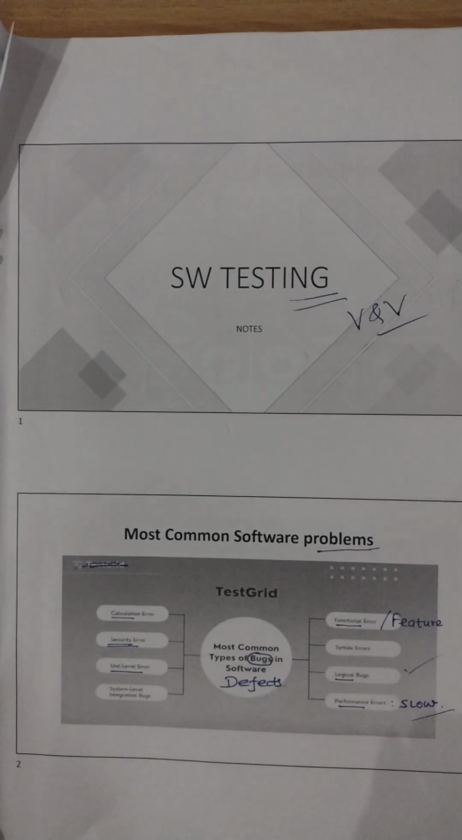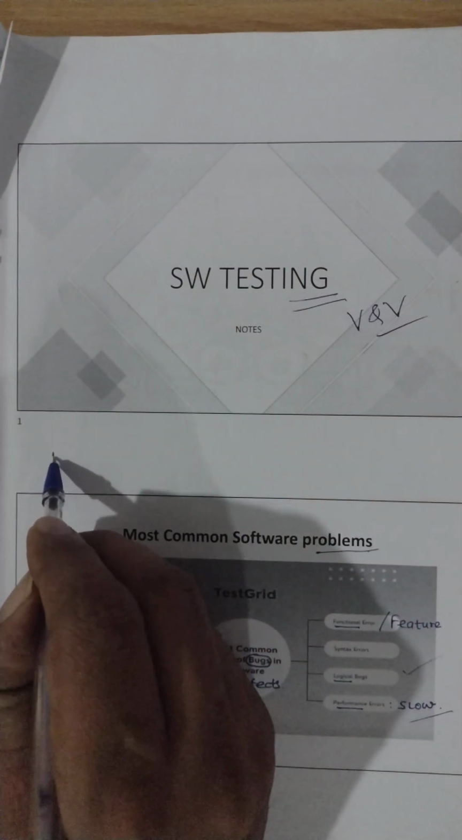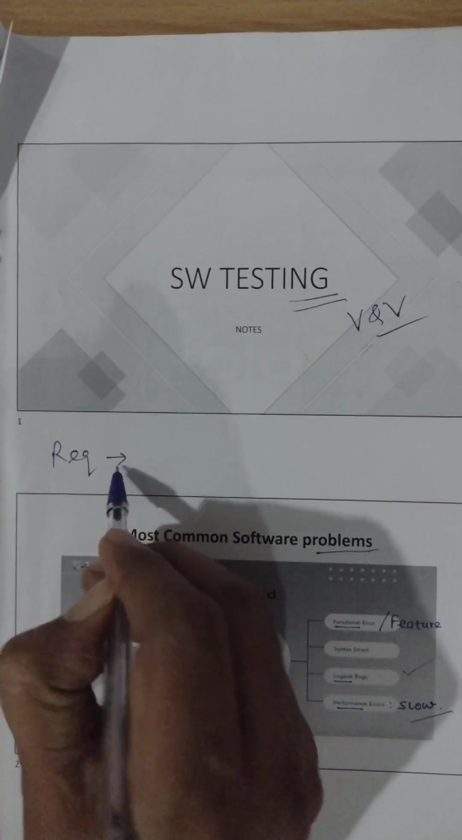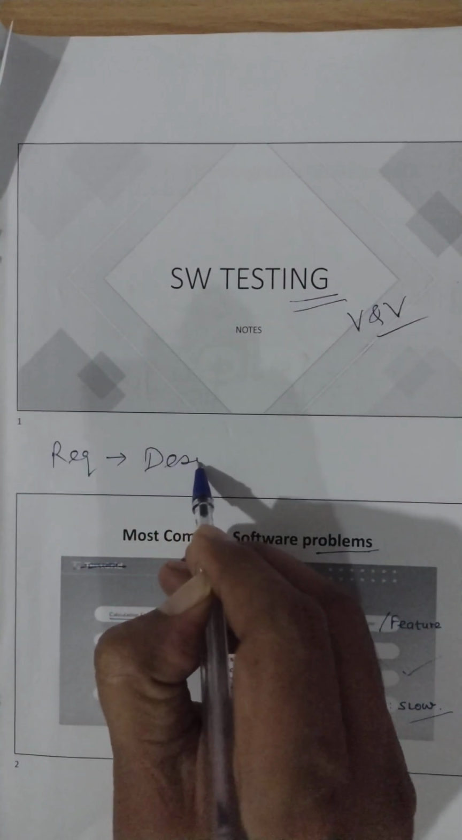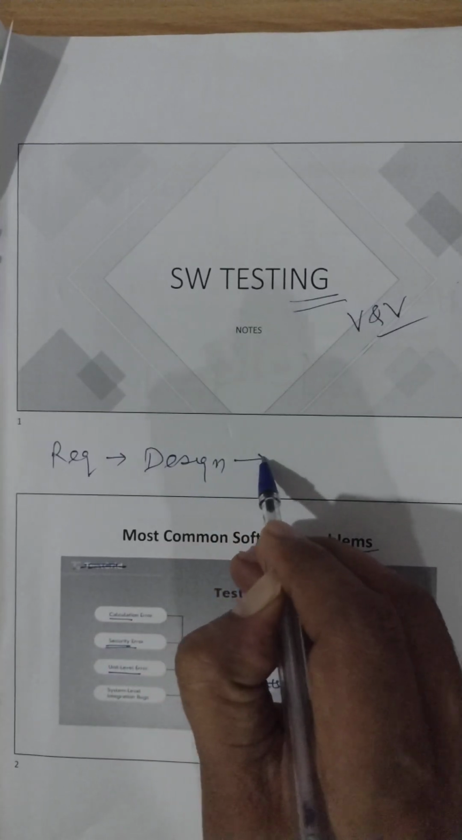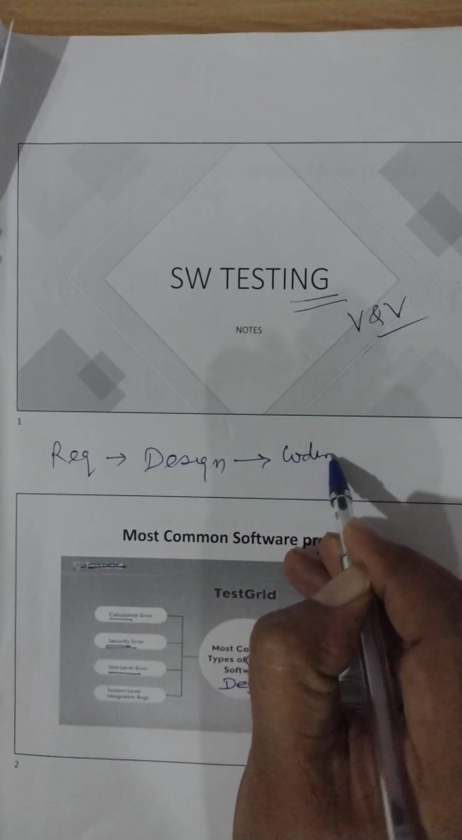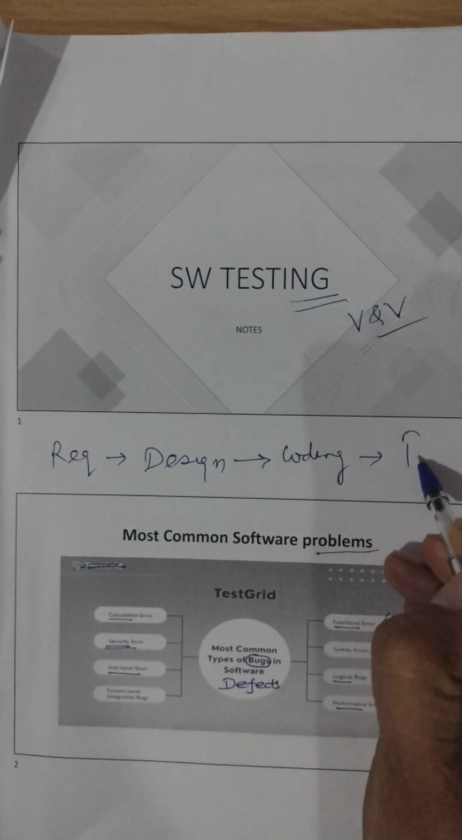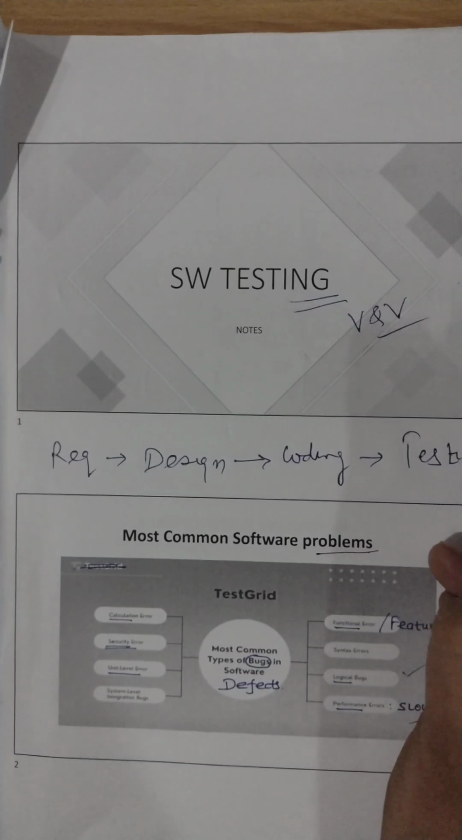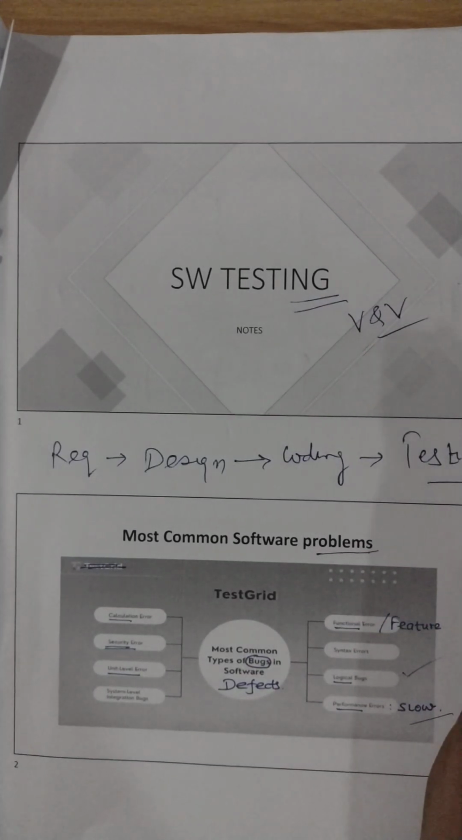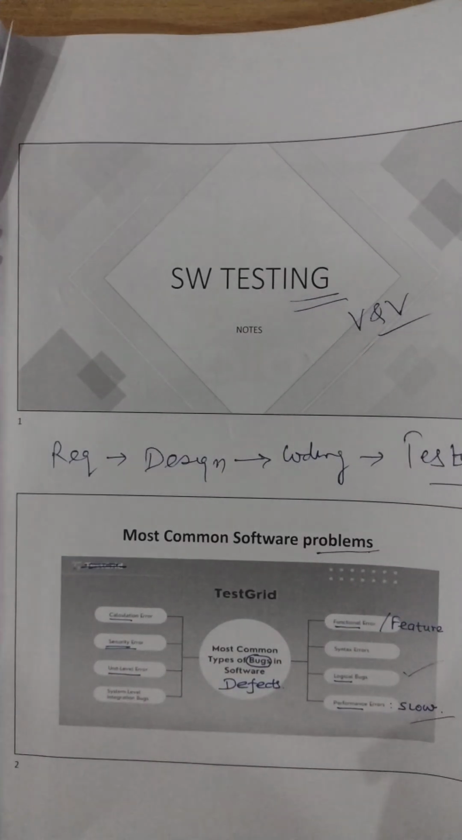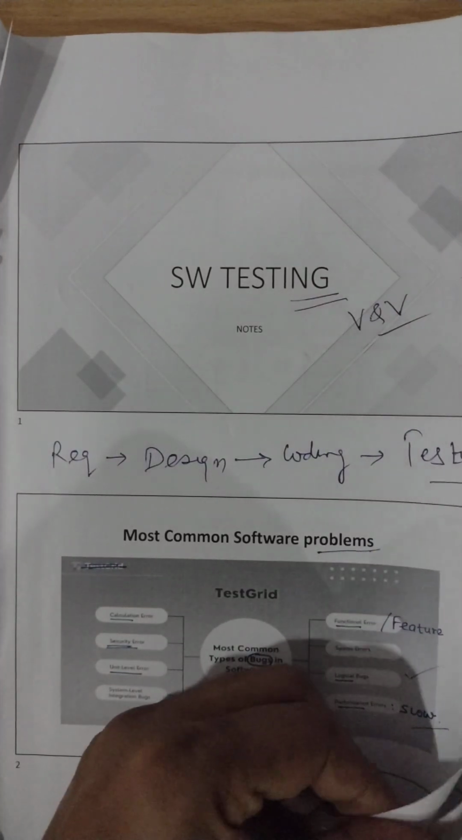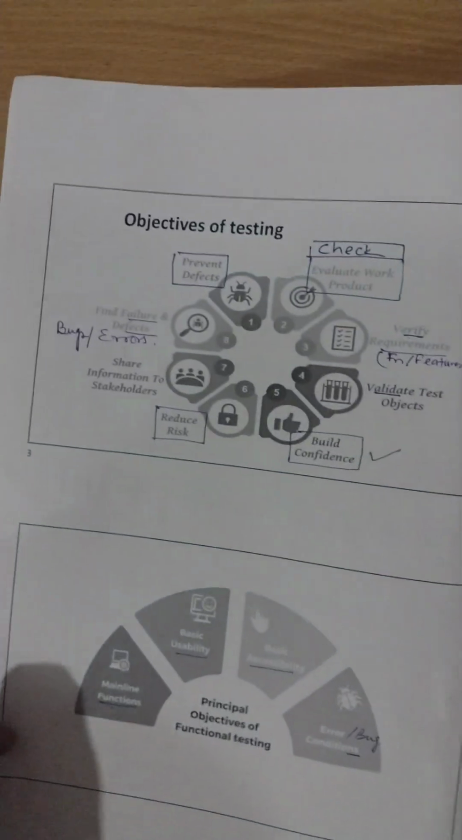So software testing in general is like you have your requirement phase, design, coding and implementation, and then you have testing. Multiple types of testing are done, and then after testing the release will be made, and the software will be released.